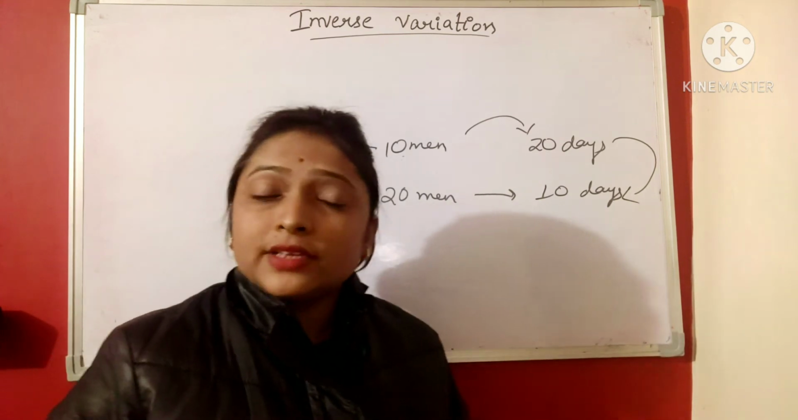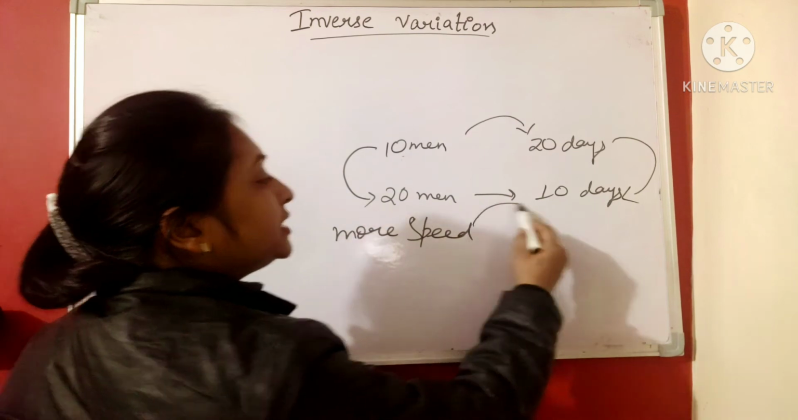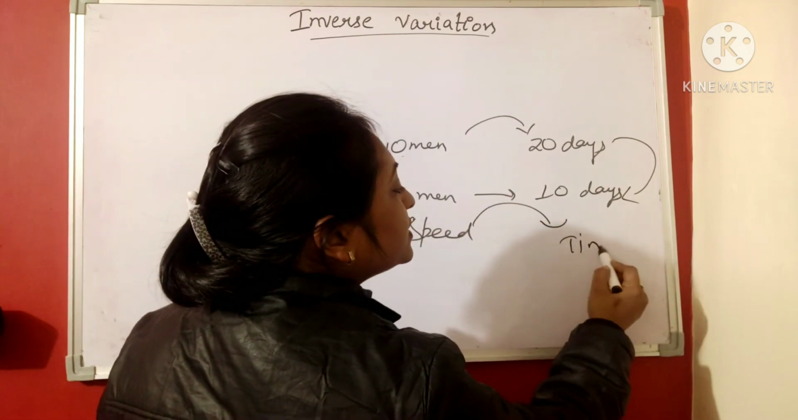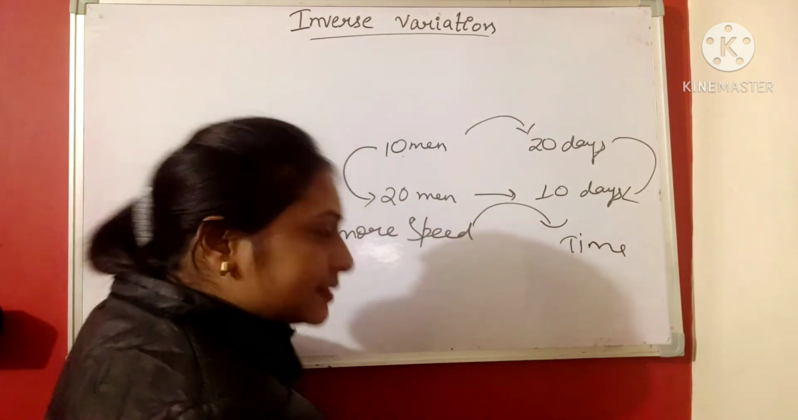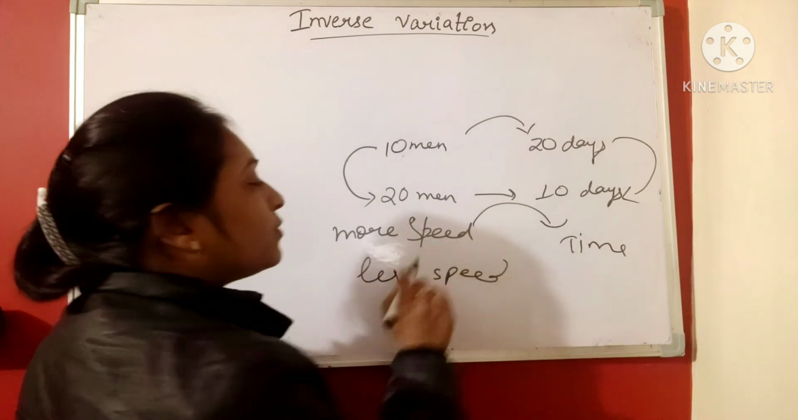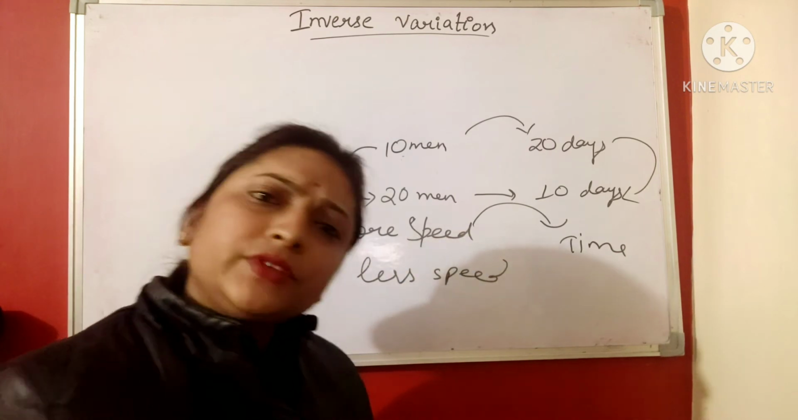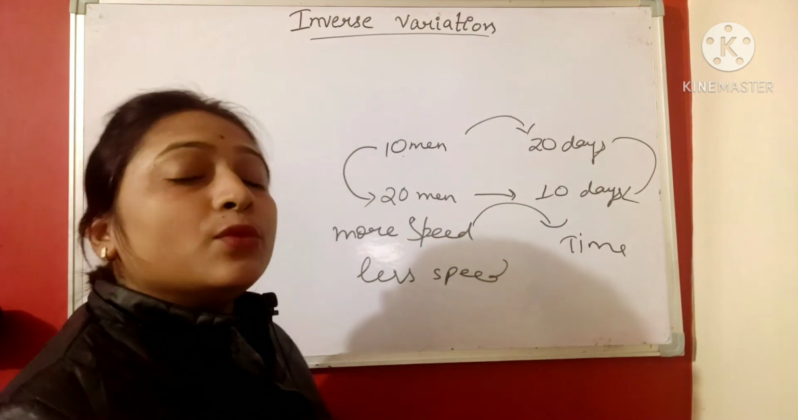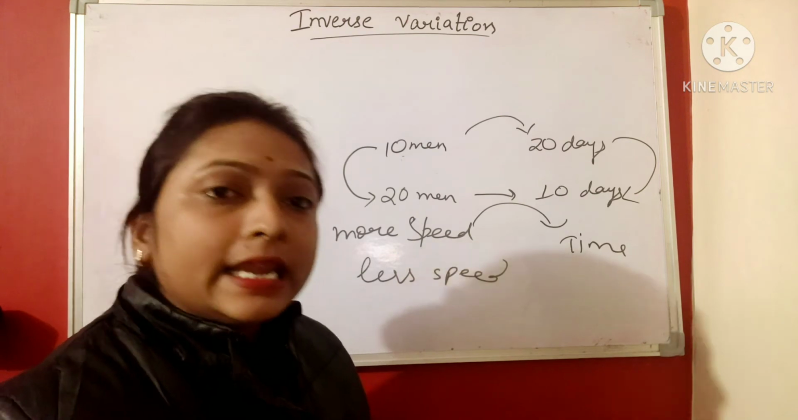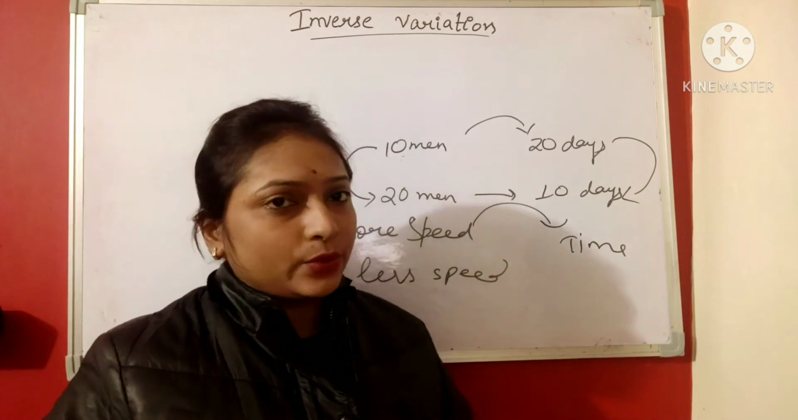We have another example also. If we have more speed, then the time taken to cover a certain distance is lesser than if we have lesser speed. If we are moving at 45 km per hour and if we are moving at 50 km per hour, obviously at 50 we are taking lesser time. So here, if one quantity is increasing, the other is decreasing.